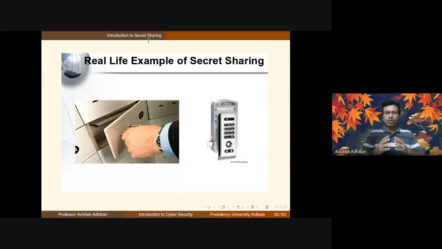That means it should not be possible for a bank manager or somebody from the bank to open the locker alone. At the same time, it should not be possible for a customer to open the bank locker alone. So here you are basically using the (2, 2) scheme. That means 2 participants are there, one manager or some person from the bank and the other is the customer. If both of them agree to open the locker, only then can the locker be opened.